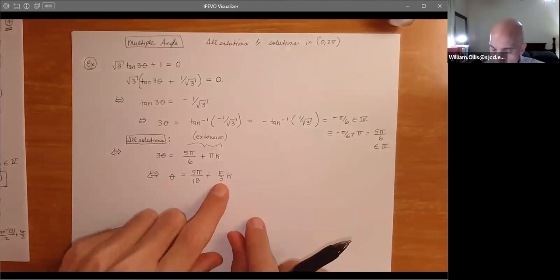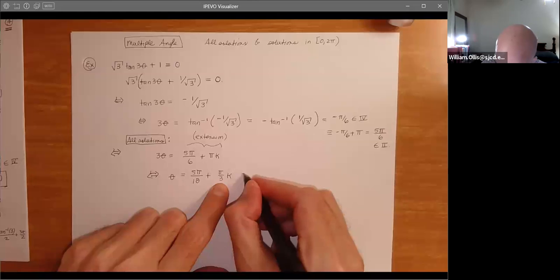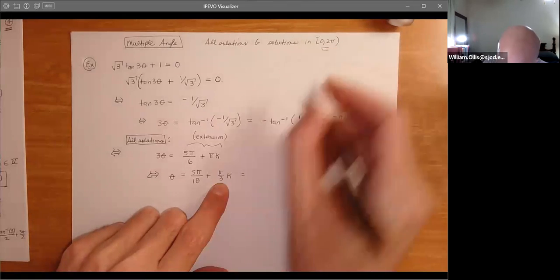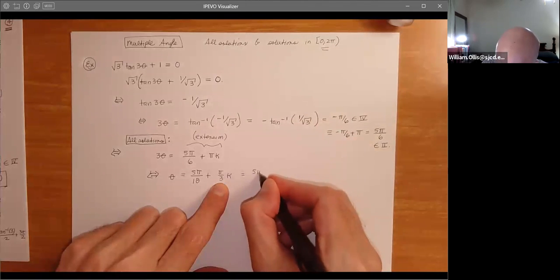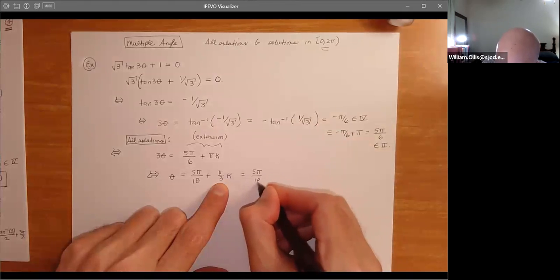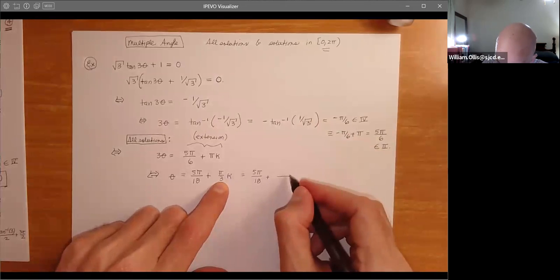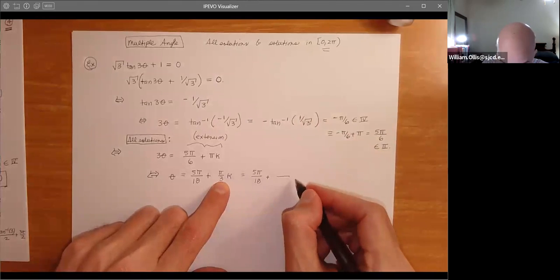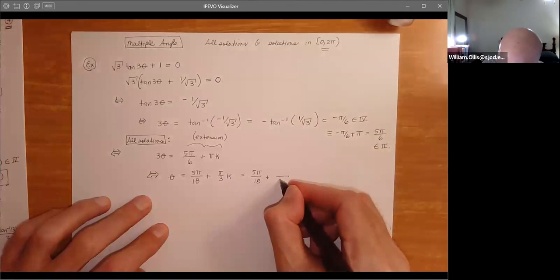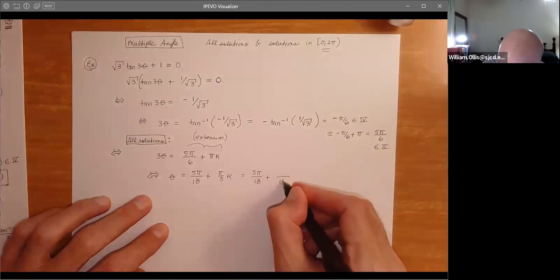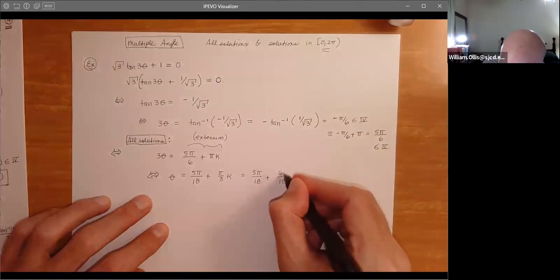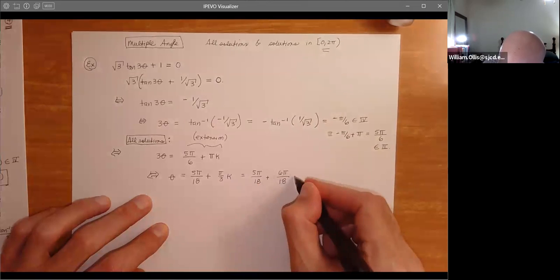So now, just like we're doing a transformation, let's get the same denominator here so it's easy to construct the solutions here. So we'll do 5 pi over 18. And then, of course, we'll get a denominator of 18. So multiply the 3 by 6 to give us the 18. And so we get 6 pi k.